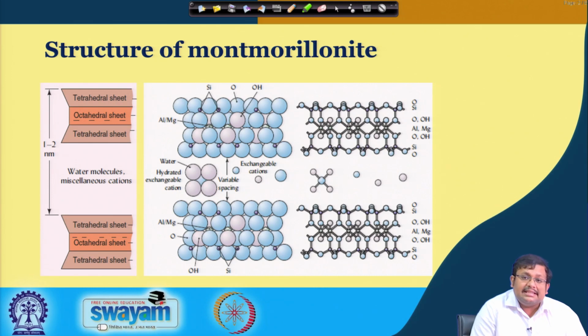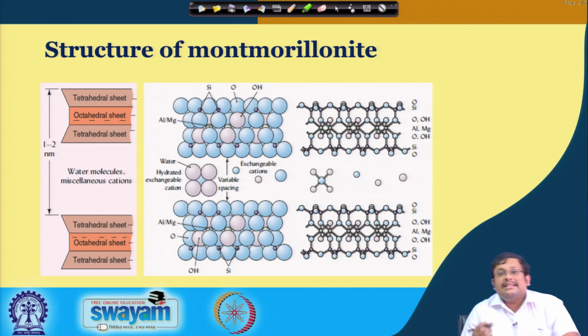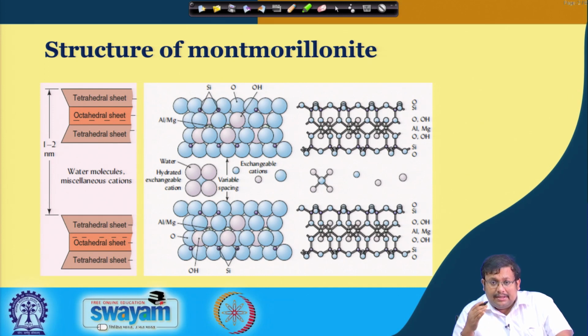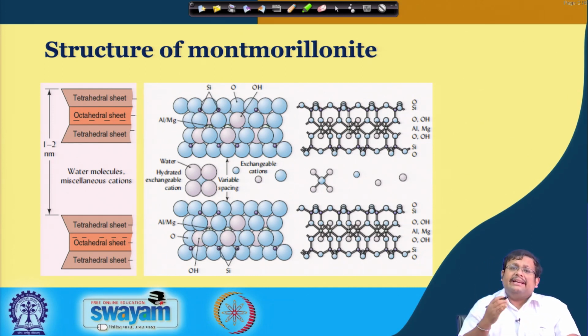Remember, the d axis spacing is 1 to 2 nanometer. It is a highly expanding type of mineral. So, here the d axis spacing is 1 to 2 nanometer. Now, what is the d axis spacing? D axis spacing is basically the distance between two repeating layers of atoms.